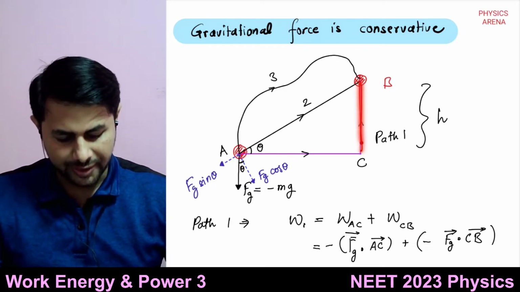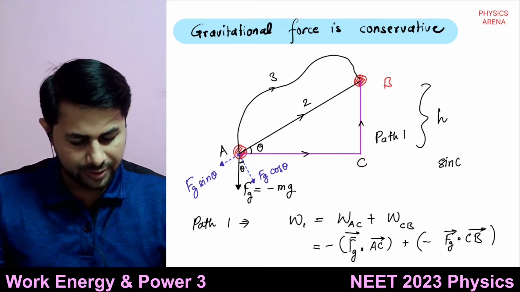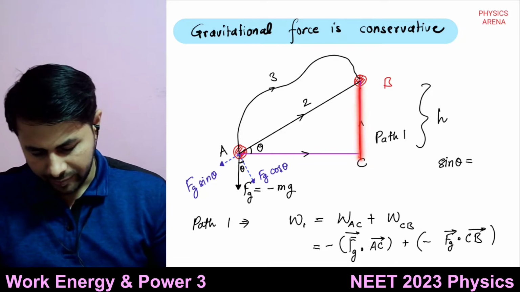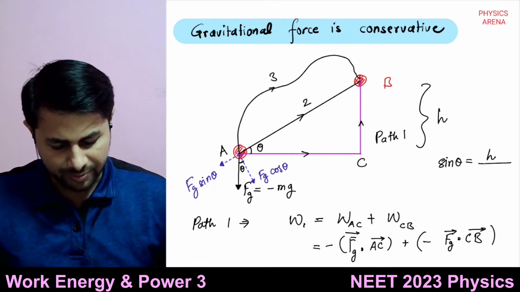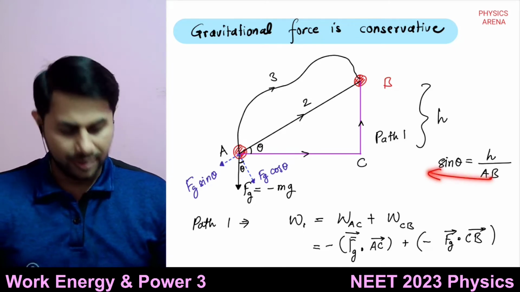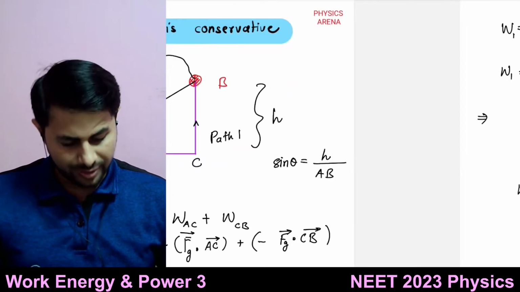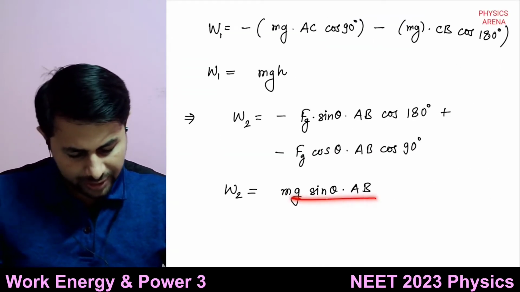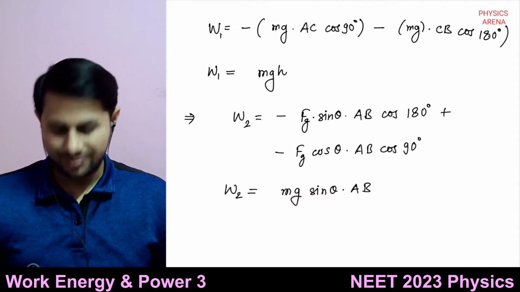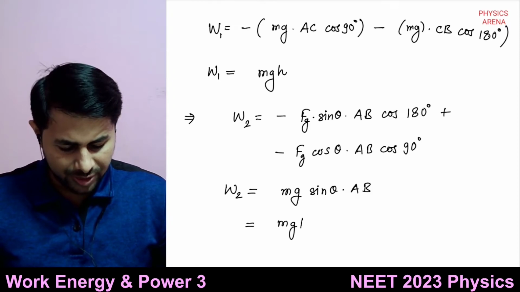So this height is h. In this diagram, sin theta is equal to what? It is the opposite side CB, or you can say h, divided by AB. So taking AB to the other side, AB sin theta is equal to h. So work done along this path is also equal to mgh.